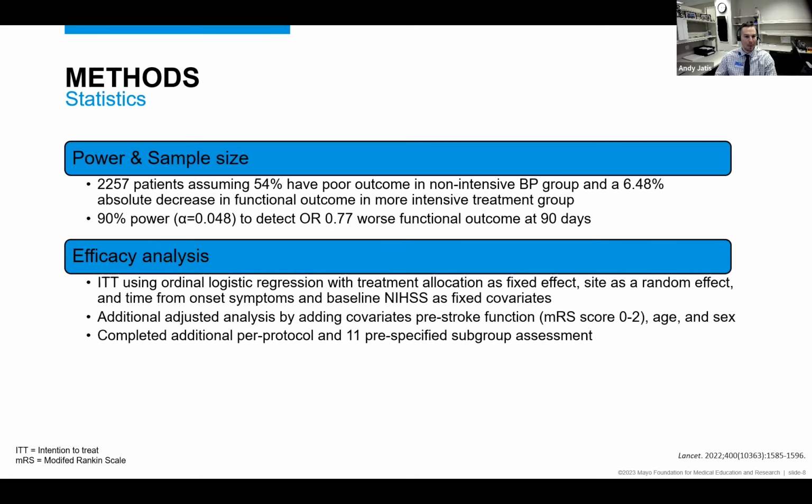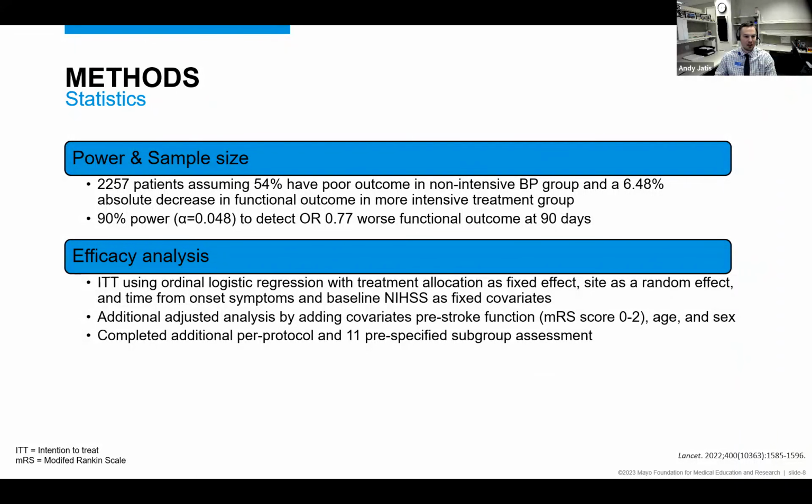For their efficacy analysis, they looked at an intention to treat that used ordinal logistic regression. This would be somewhat similar to our traditional logistic regression, except keeping in mind our modified Rankin scale would be on an ordinal score, with treatment allocation as far as what they received as a fixed effect, sites as random effects, and time from onset of symptoms and baseline NIHSS scores as fixed covariates.